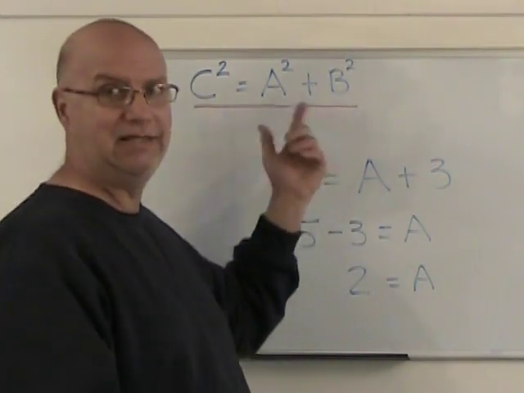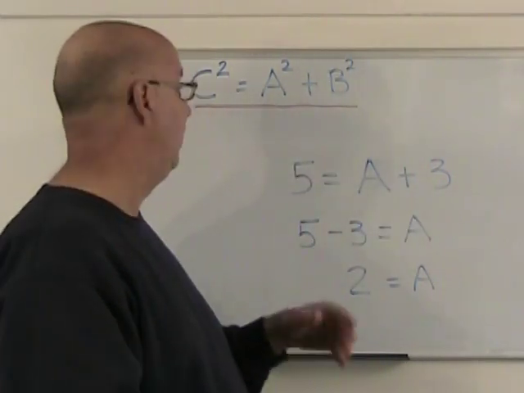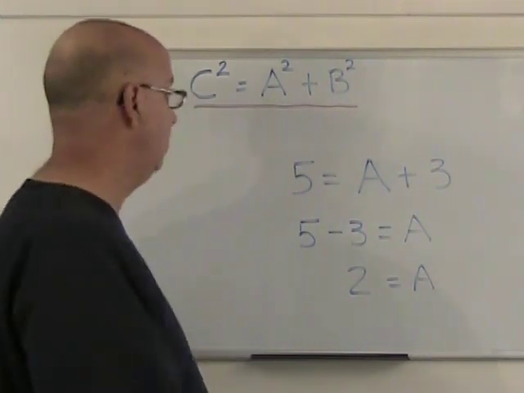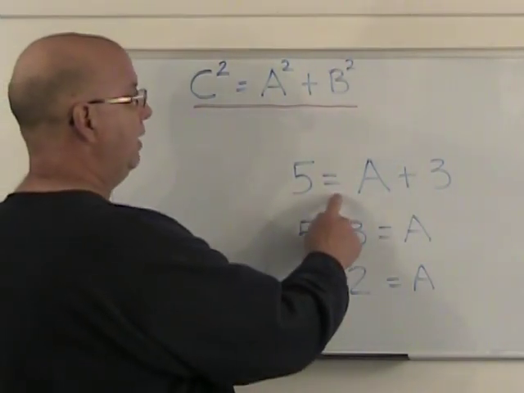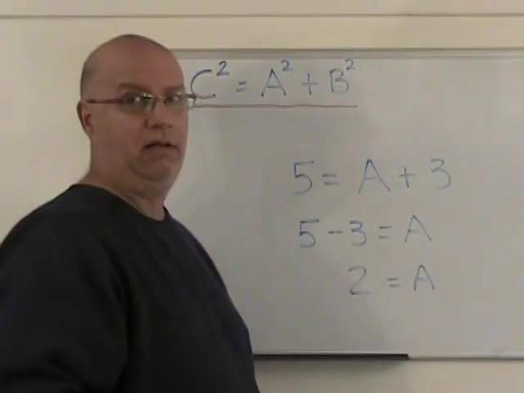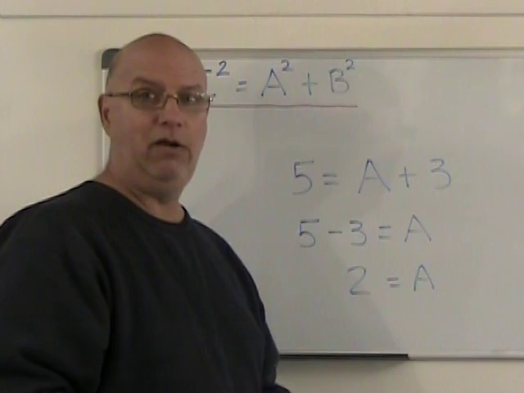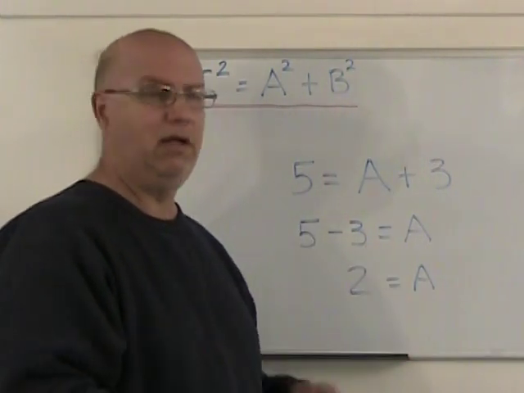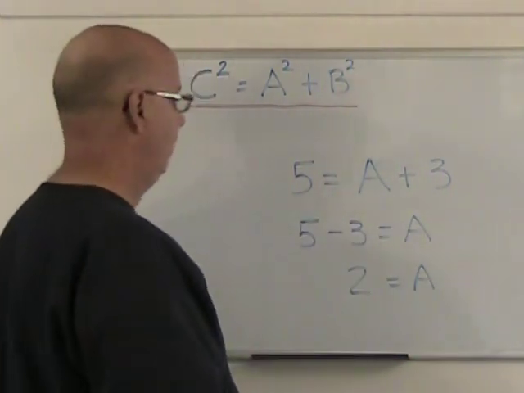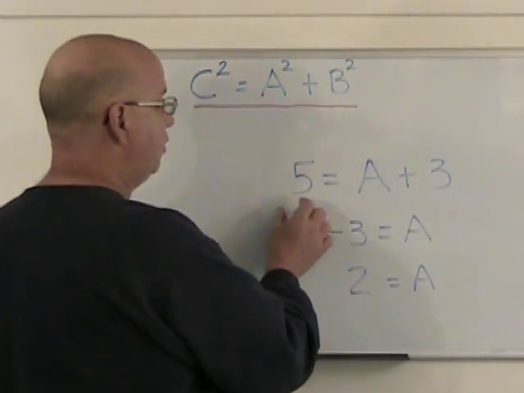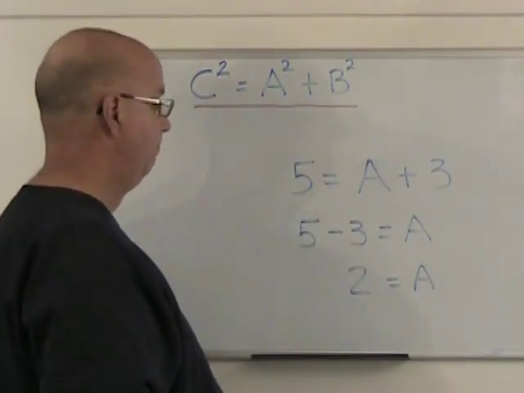So let's look at an example of isolating a variable when there's a plus or minus in the equation. 5 equals A plus 3. I have a plus. I want to isolate my variable, get it alone on one side. Which side really doesn't matter. So in this case, the easiest thing to do would be to bring the plus 3 over to this side.